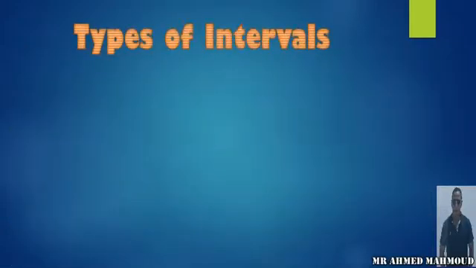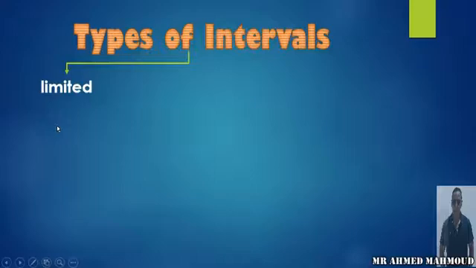The types of intervals: we have two types of intervals. The first one is called limited interval. Limited interval means an interval that has a start and end, as in all the previous intervals I studied in the last examples. For example, this interval: x greater than 2 and smaller than or equal to 4. We have here a limit, it's 2, and we have here a limit, it's 4.